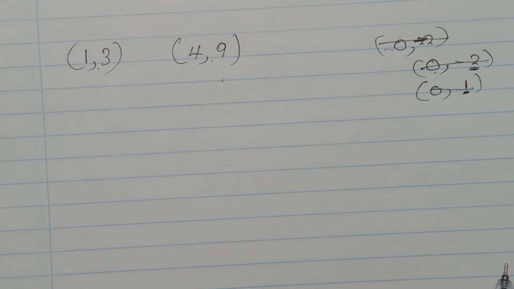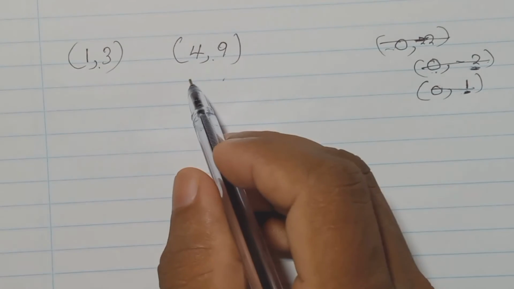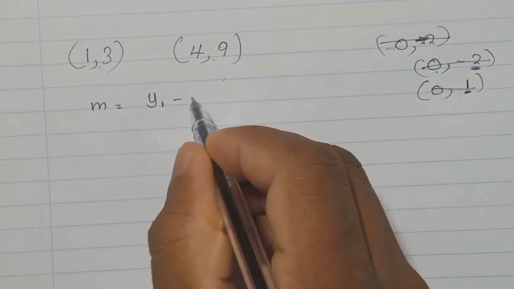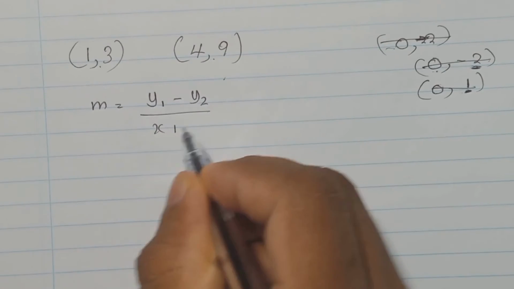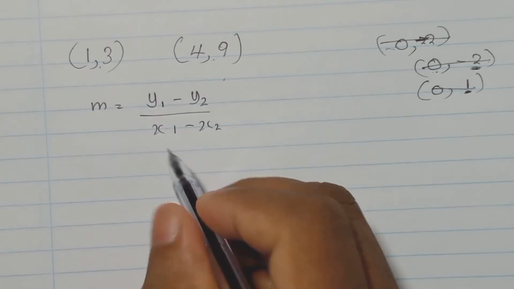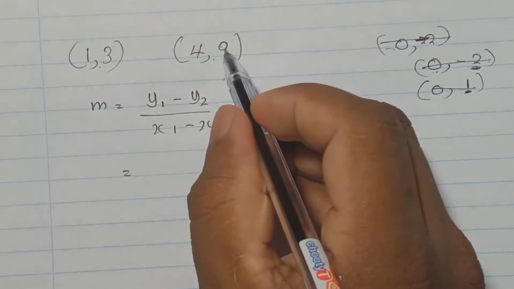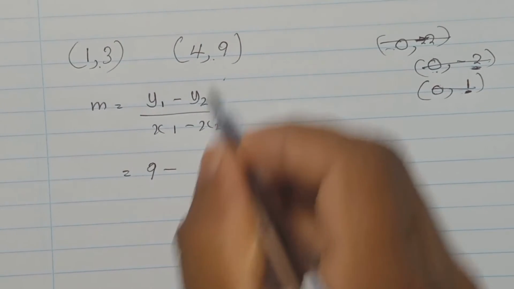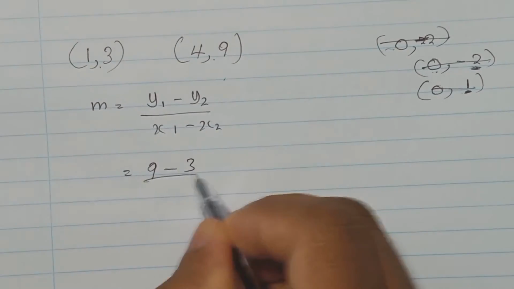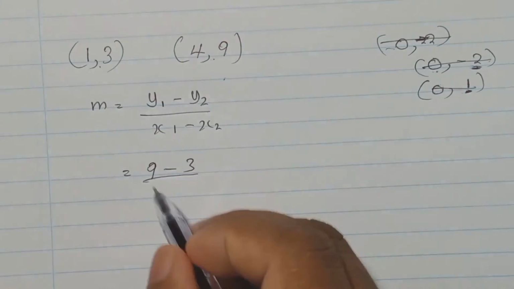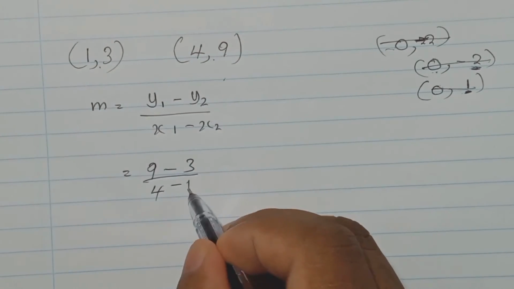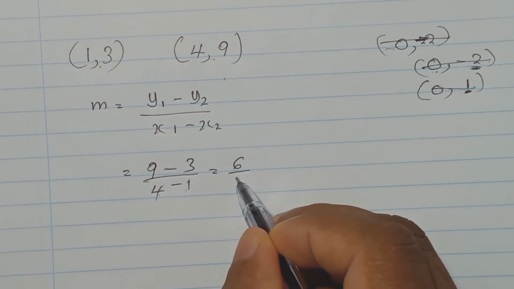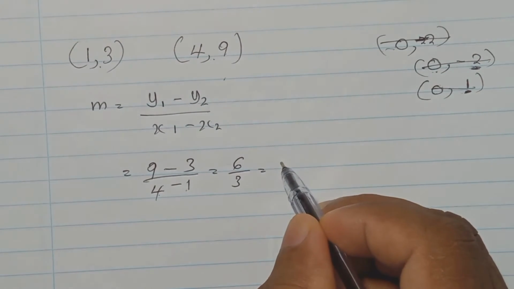Now I will show you that working. First, find the gradient. m equals (y1 minus y2) over (x1 minus x2). You know this working, so I will do it quickly. Here I take this one, 9 minus 3. Here the y value is 3, right? Then from here we subtract the x value 1. So 9 minus 3 is 6, 4 minus 1 is 3, and 6 divided by 3 is 2.